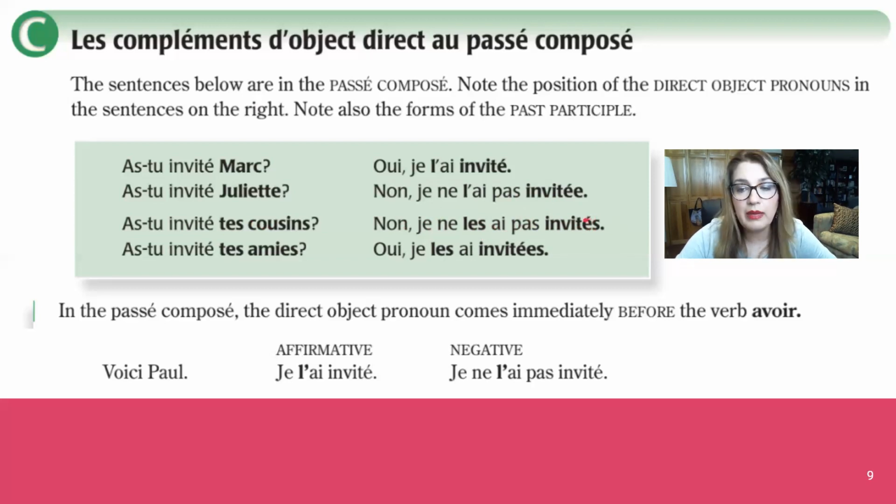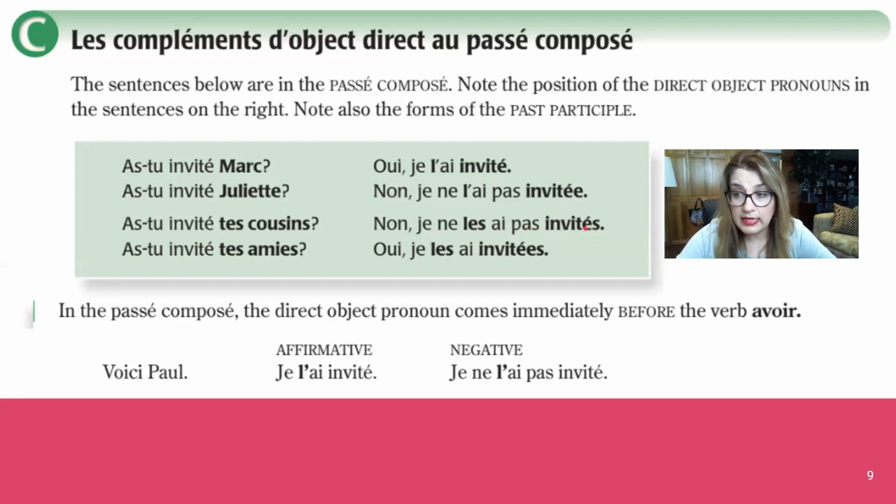And here there is an additional element we have to think about, which is the agreement in gender and number of the past participle with the direct object. So when the direct object is placed before the helper verb, we have to do the agreement of the past participle with this direct object. So here, the direct object is la or L apostrophe, which refers to Juliette. So invité has to be in the feminine, so we add the E. Same thing, je ne les ai pas invités.